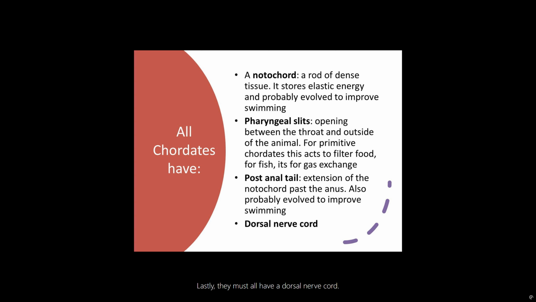The third characteristic is a post-anal tail. This is an extension of the notochord past the anal opening, and it also probably evolved to improve swimming. And lastly, they must all have a dorsal nerve cord.